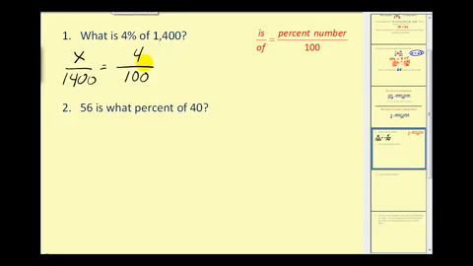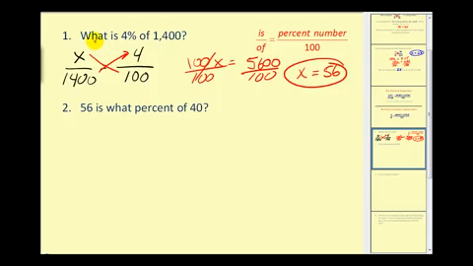From here it's straightforward. We find our cross products. 100x equals 5,600. Divide by 100. We have x equals 56. So 56 is 4% of 1,400. Next question.